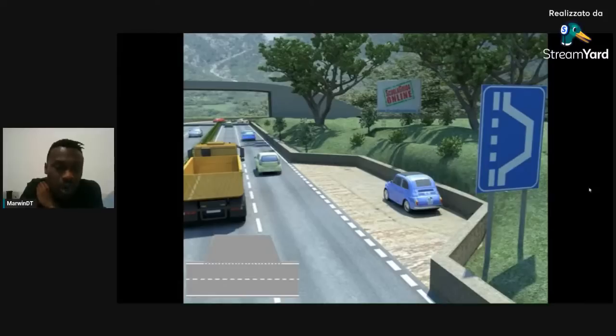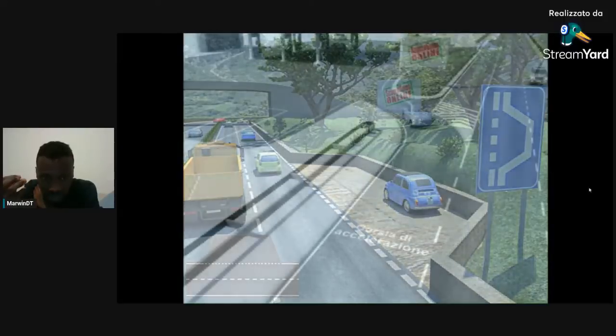The one on the autostrada, the color is what? Green. Okay, on the autostrada, the color of the piazzola di sosta is green.